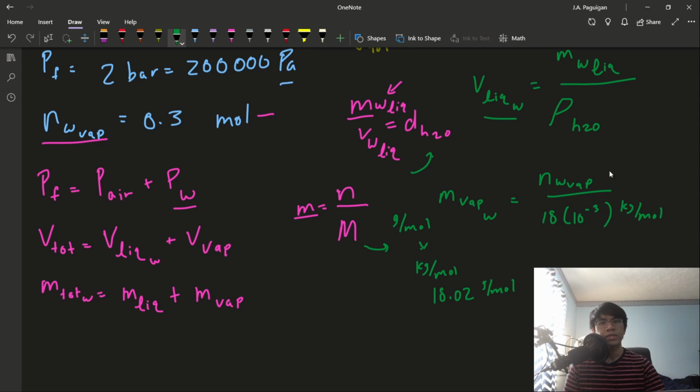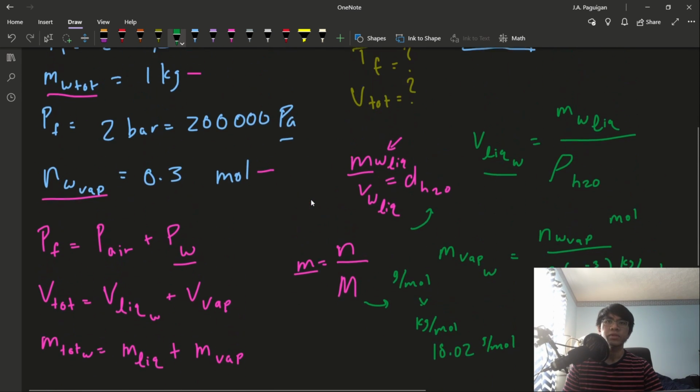Just so we can see how this checks out, if you remember dimensional analysis, the units should cancel and leave you with the same units as what you're trying to solve for. So moles over kilograms per mole, you get 1 over kilograms, which is what we want over here. Dividing by a fraction, multiplying by the reciprocal, you'll get kilograms.